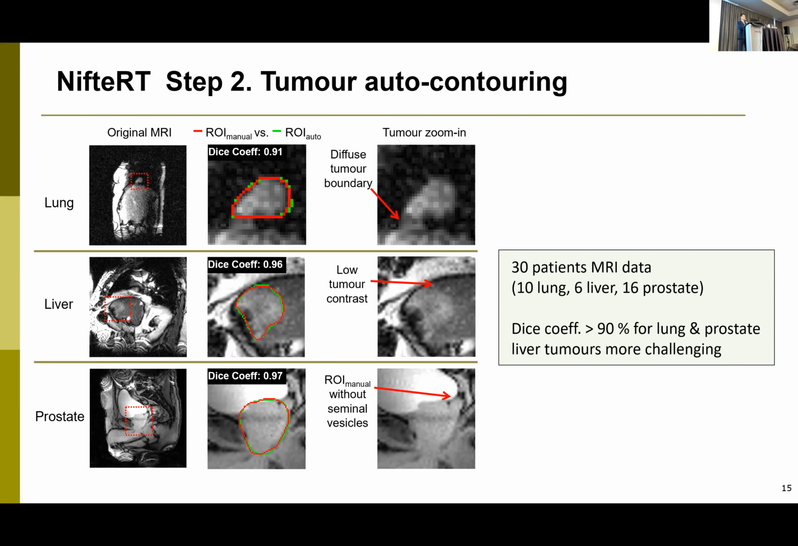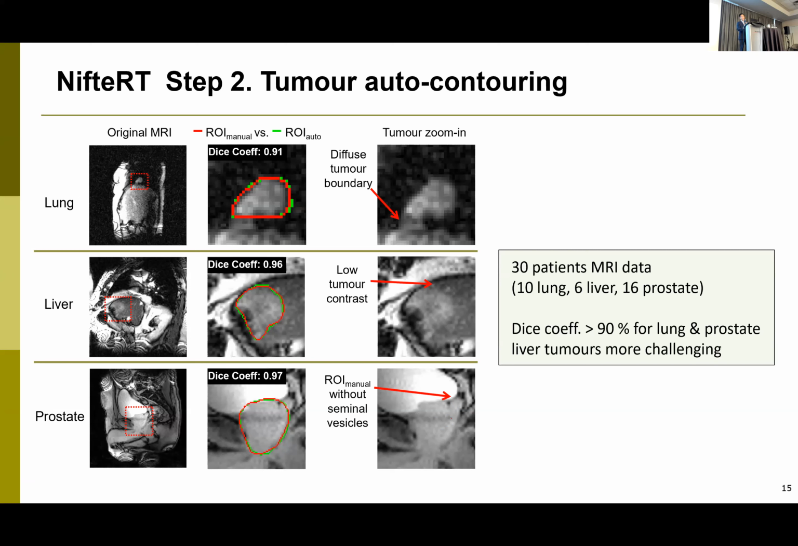Prostate is another interesting case. In radiotherapy, we treat the entire prostate. That's the target. But sometimes we include seminal vesicles. Sometimes we don't, depending on the physician's choice or patient progression. If we decided not to include seminal vesicles, it's more challenging because there's no boundary between the seminal vesicles and the prostate itself, right?